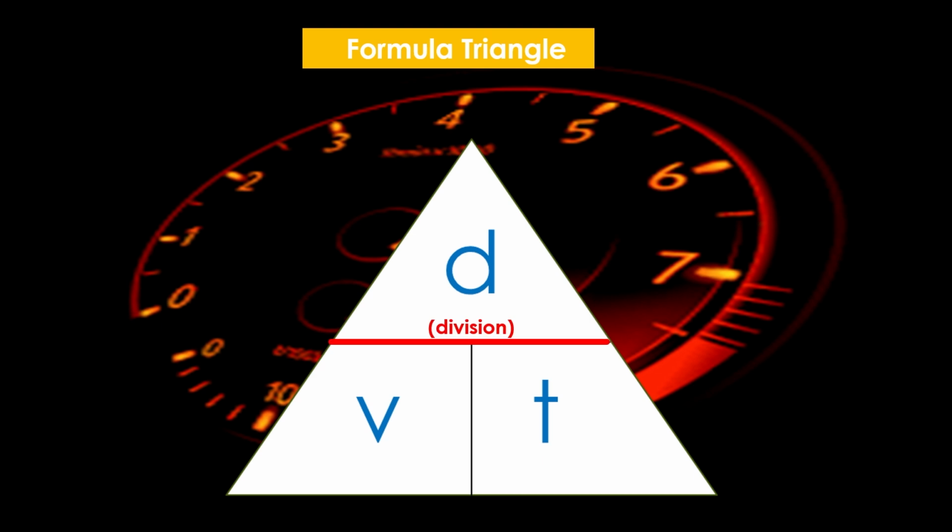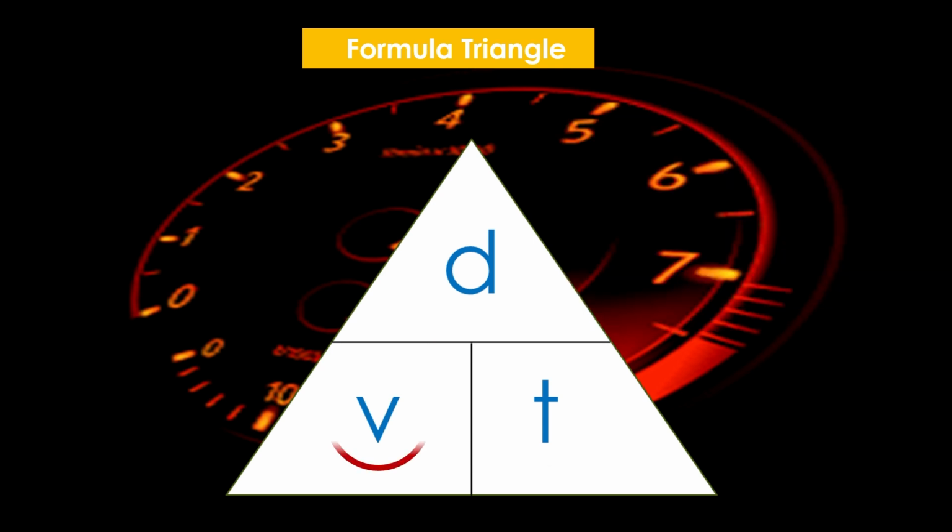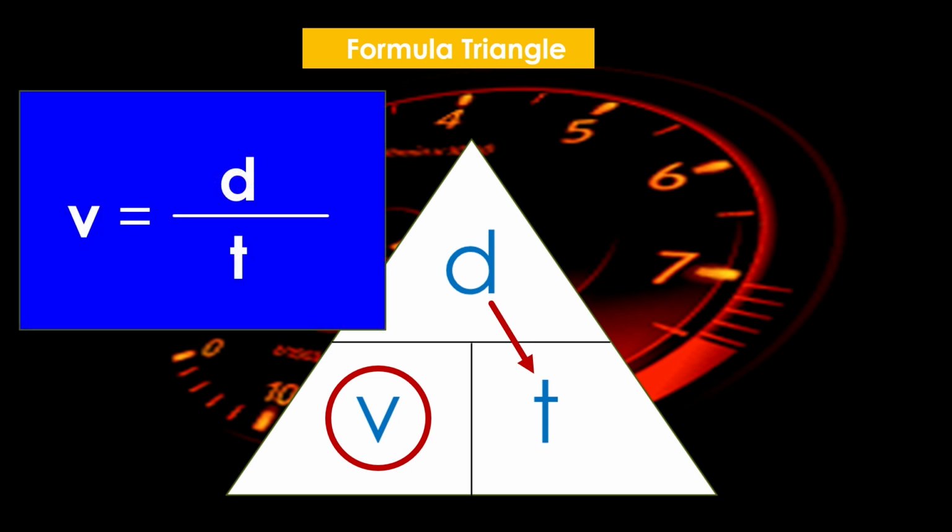The horizontal line separating D from V and T is the division line. So if, for example, one of the bottom variables, either V or T, is missing, you will divide D with the remaining available variable at the bottom half. For example, time or T is what's missing, and you have information for distance and speed available. To compute for time, divide D with V. We write the formula for time as T equals D divided by V, or T equals D over V. If V, or speed, is missing, we have D available to be divided with T. We write the formula as V equals D over T, or D divided by T.